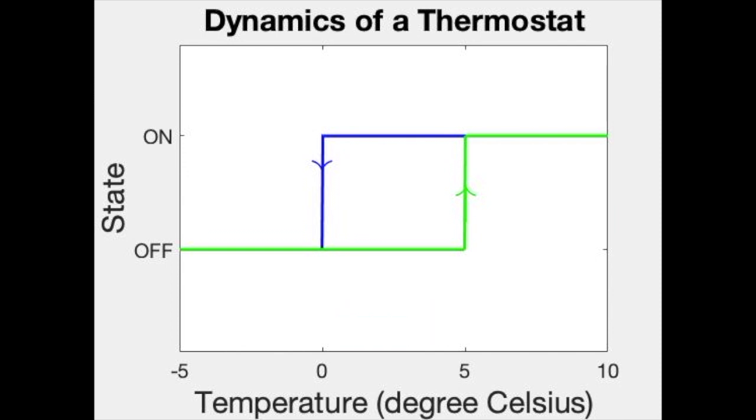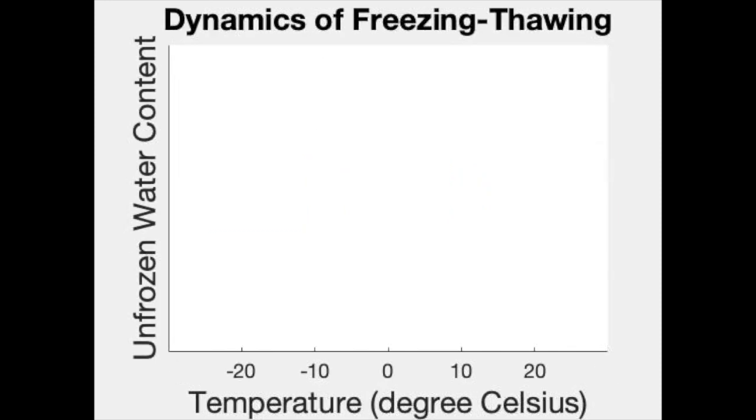The thermostat example is discrete in that the possible states are either off or on. For a continuous state example, consider a region of water in a porous medium like sand that is undergoing freezing and thawing. In this case, the state is the amount of unfrozen water content, which depends on the temperature.